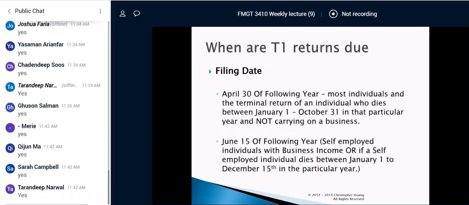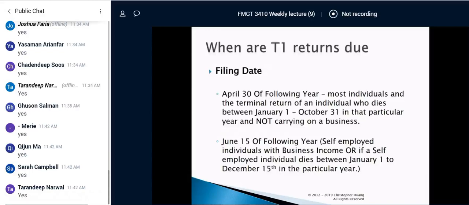When is the T1 tax return due? If you are an individual, most people, it's April 30th. If you're a regular person that just works a job, it's April 30th. Okay. If you are a self-employed individual, so you're someone where you are earning business income, right? Like for example, I work for CPA Western School of Business. I earned a couple thousand of business income as a self-employed individual, as a contractor. Well, then I have June 15th as my filing deadline.